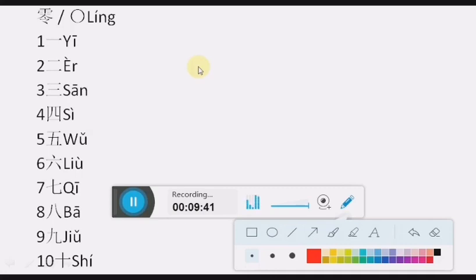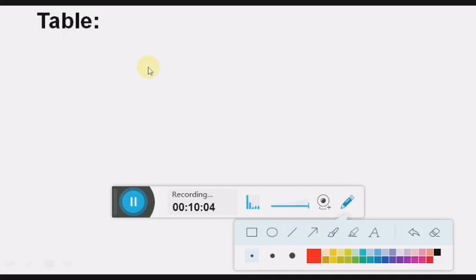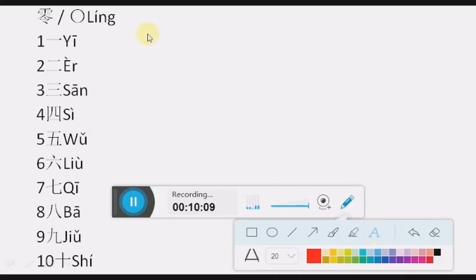Okay, we have already learned counting from 1 to 10. 一, 二, 三, 四, 五, 六, 七, 八, 九, 十. One is sometimes used as yao, with flat tone. And the character of yao is something like that.